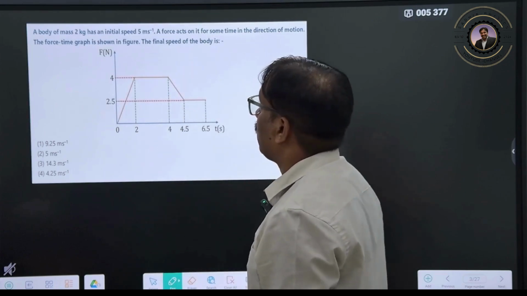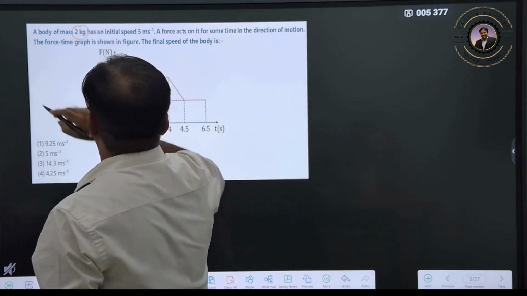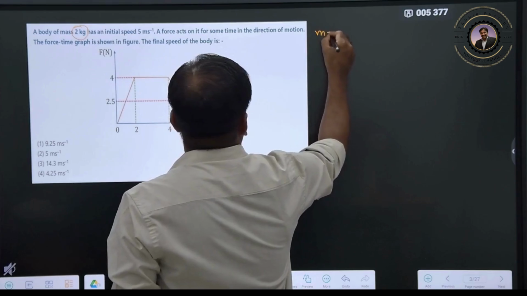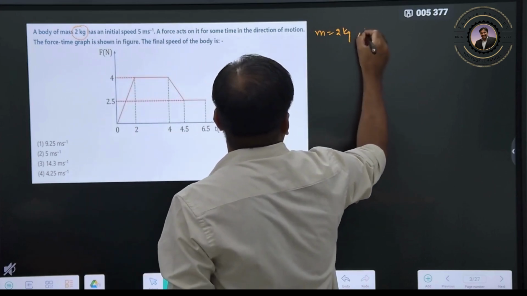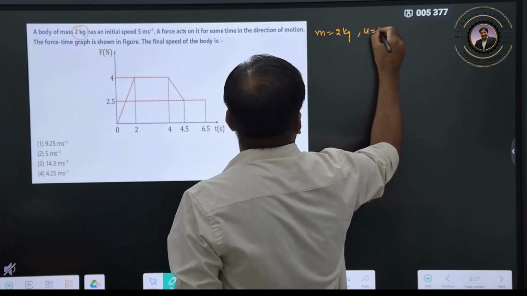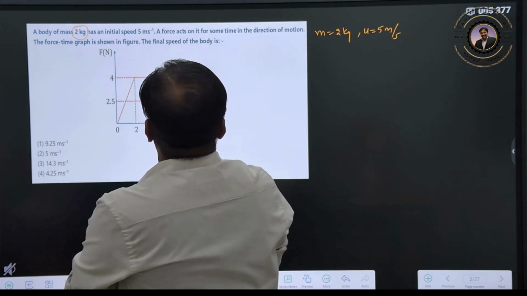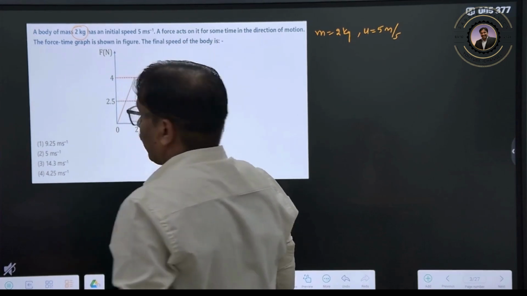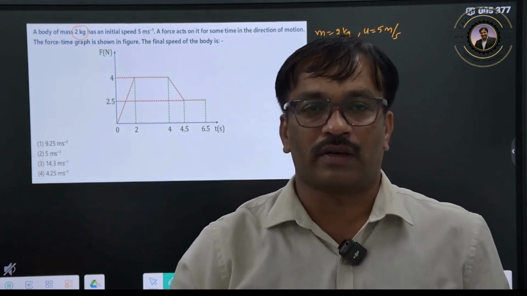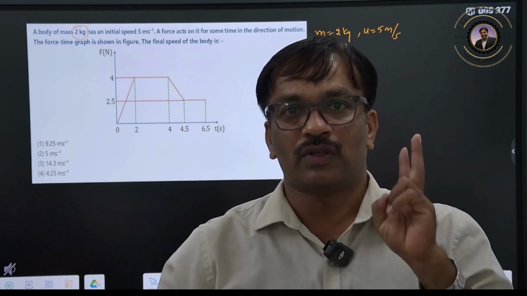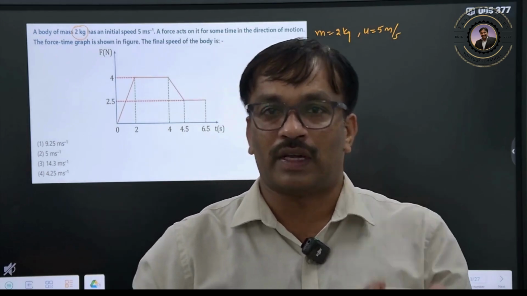Let us see. Here mass is given. Mass is equal to 2 kg. Clear? Initial speed is given, that is 5 meters per second. Clear? The force and time graph is given. See, any time you have a graphical question, remember that only two things can be calculated from graphs: one is area, one is slope.